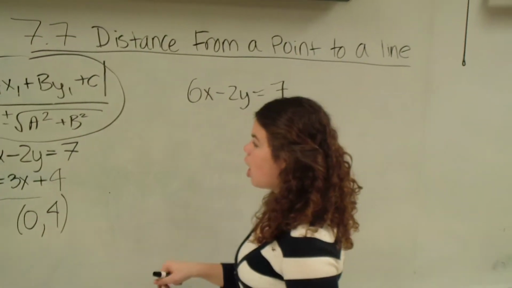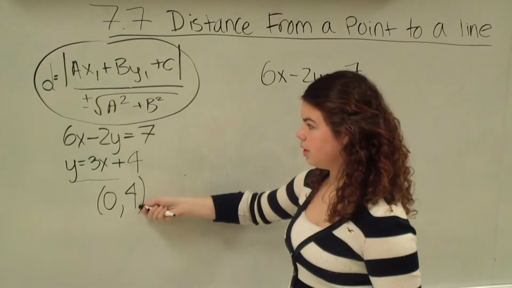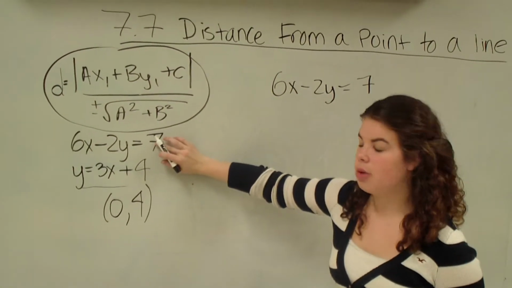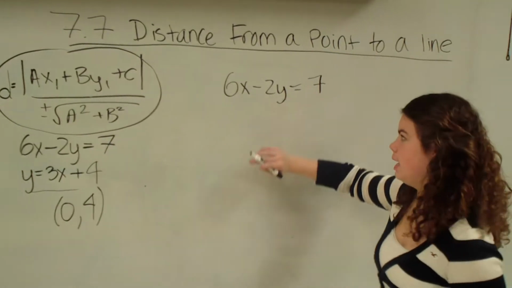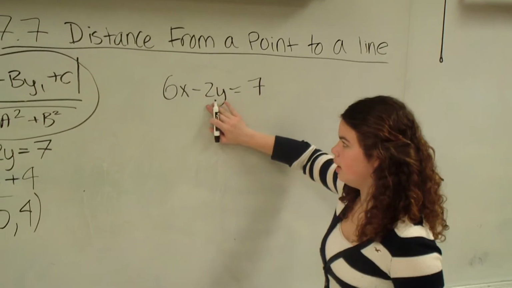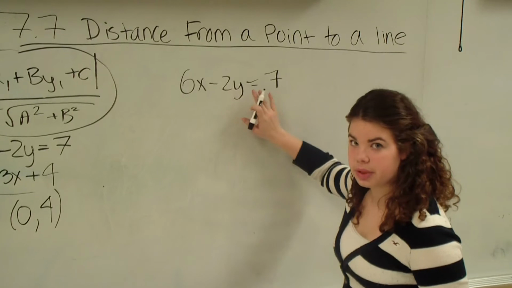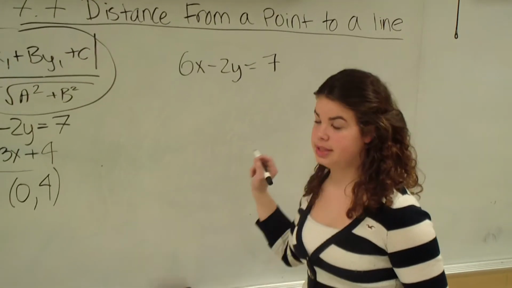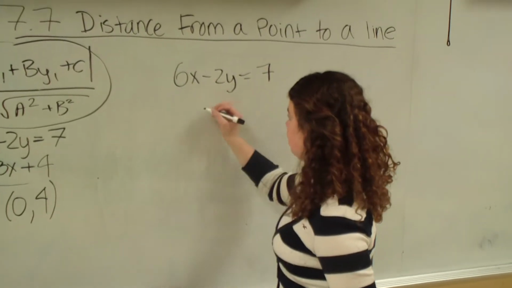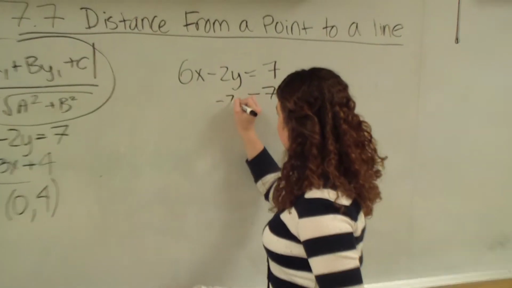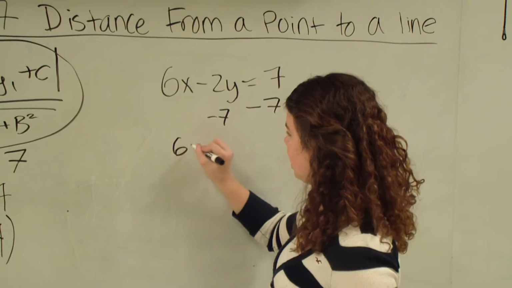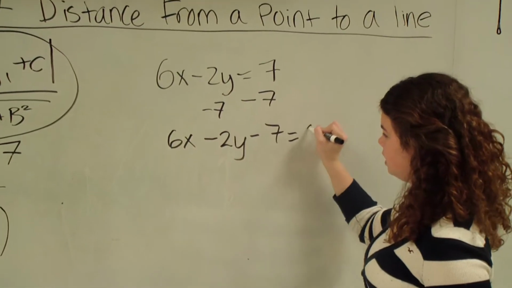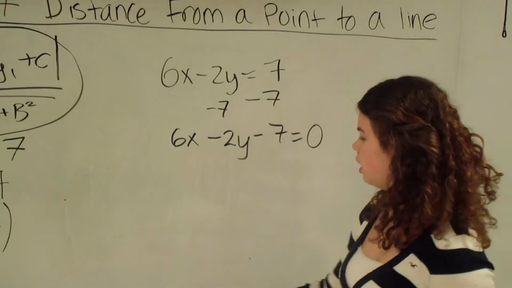Now that we have our two things to use in this equation, we need to make sure that this is in the form ax plus by plus c. In order to get this in that form, we have to subtract the 7 from both sides. That will get us 6x minus 2y minus 7 equals 0. Now we're ready to go.